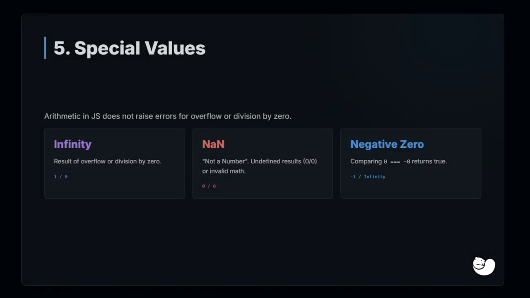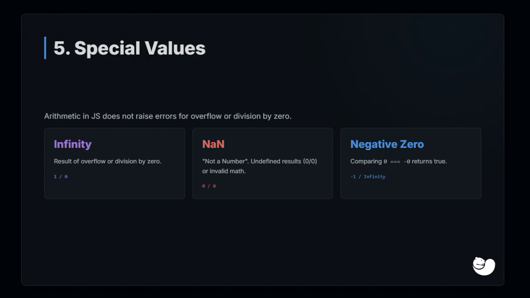One of the quirks of JavaScript arithmetic is that it rarely crashes your program with an error. Instead, it returns special values. If you divide a positive number by 0, the script doesn't stop. It yields Infinity. If you divide a negative number by 0, you get negative Infinity.